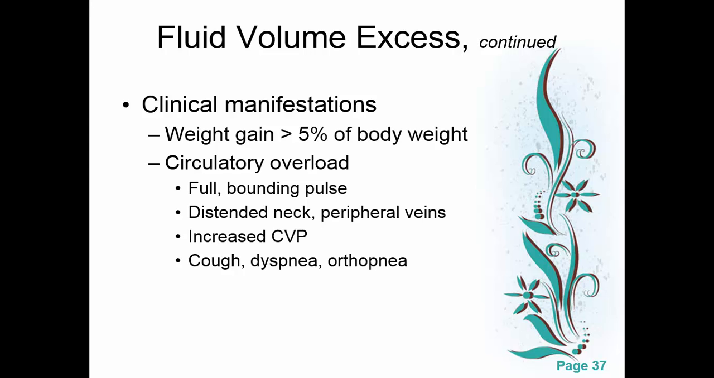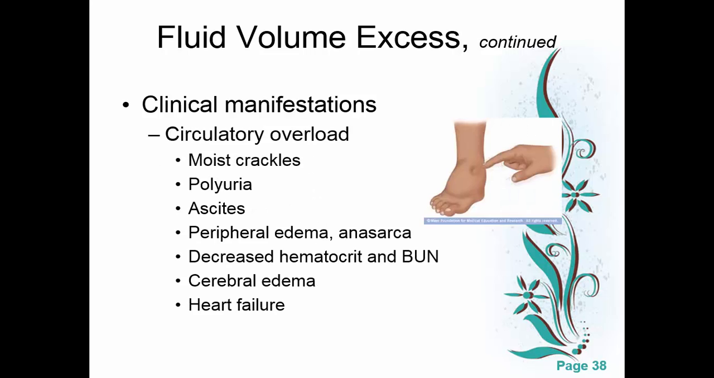Your manifestations of fluid volume excess include a weight gain of greater than 5% of their body weight. This is over a short period of time. Circulatory overload causes full bounding pulses, distended neck and peripheral veins, increased central venous pressure, cough, dyspnea, and orthopnea. Manifestations of circulatory overload will include moist crackles, and if severe, it will progress to pulmonary edema.